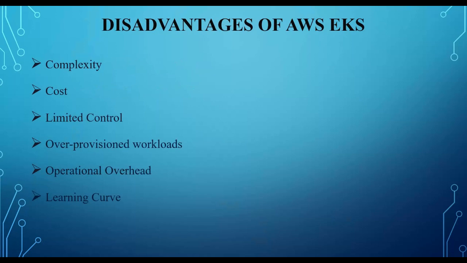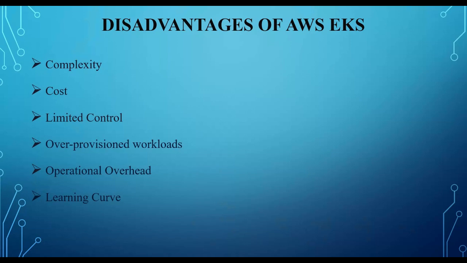The next is the disadvantages of AWS EKS. The disadvantages are complexity, cost, limited control, over-provisioned workloads, operational overhead, and learning curve. So let's see them one by one. Complexity: setting up and managing an EKS cluster can be complex, especially for beginners. When we are beginners, it's difficult to set up and manage.